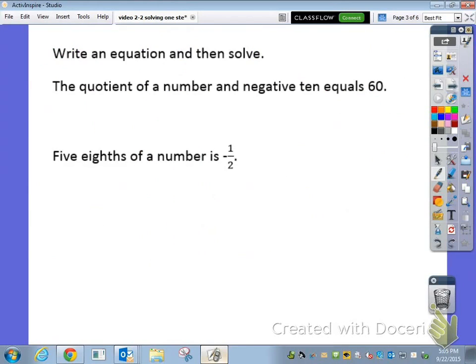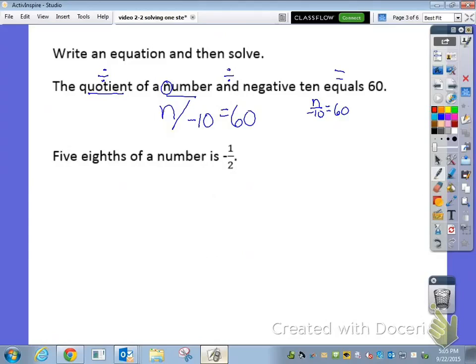Okay. Now, let's say we have some equations. The quotient. Quotient means to divide. The quotient of blank and blank. So where you see that word and, that's your division. So a number n divided by -10 equals 60. Okay? So now I'm going to solve it. Now I'm going to write it just a little bit neater over to the side. N divided by -10 equals 60.